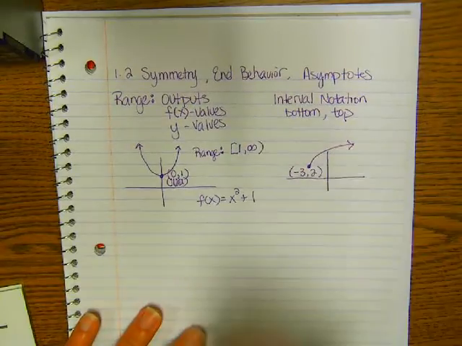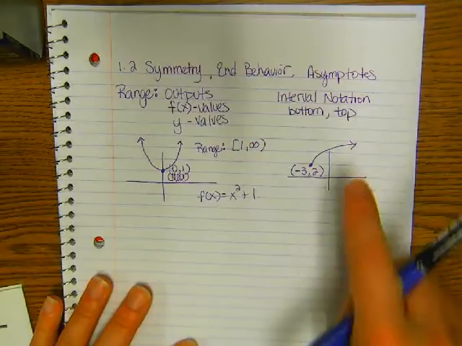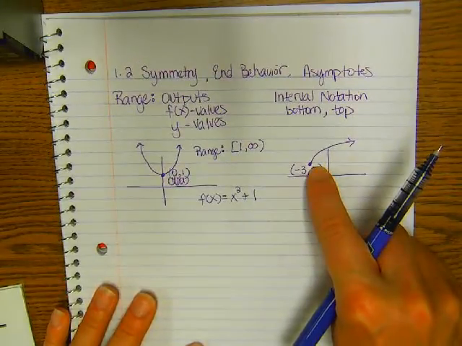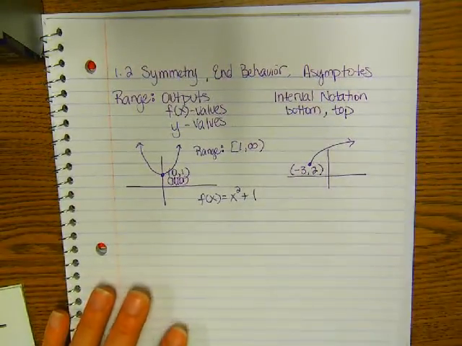Here's a square root curve. The square root curve has an endpoint of coordinates -3, 2.